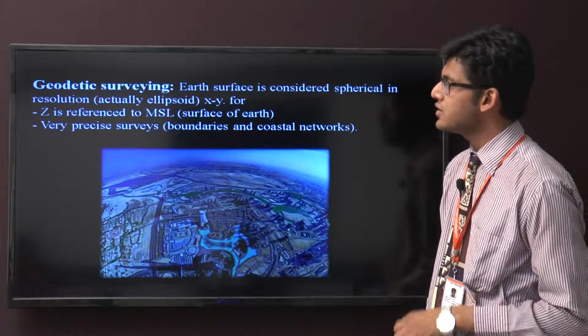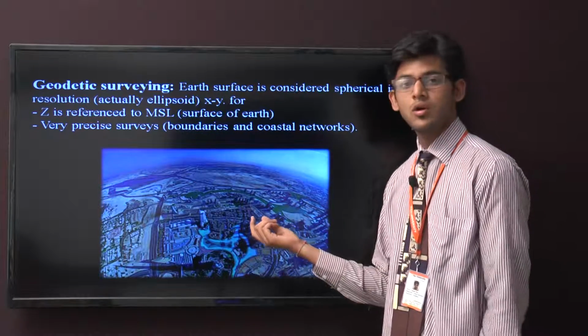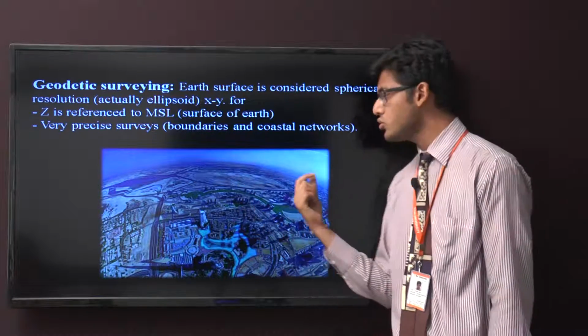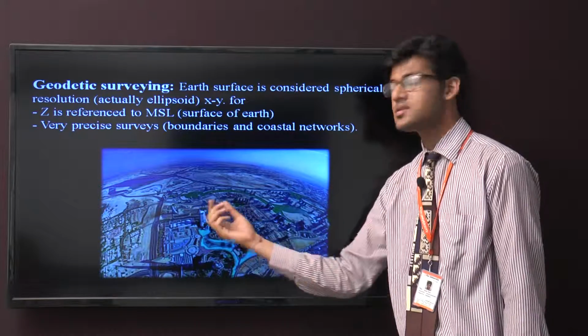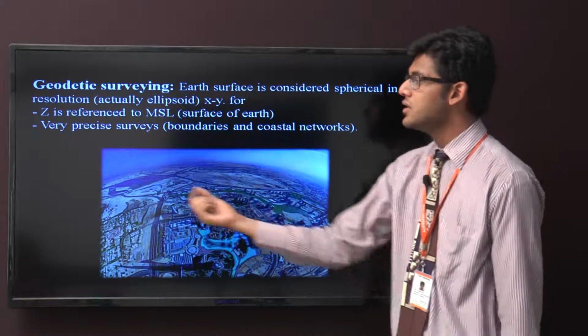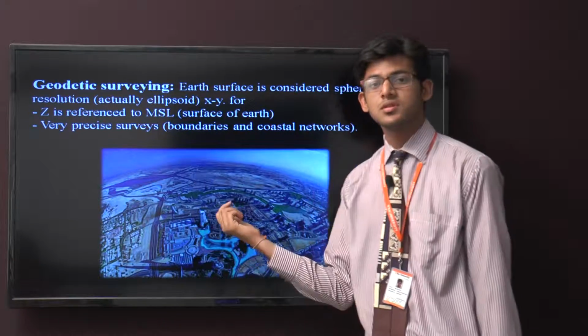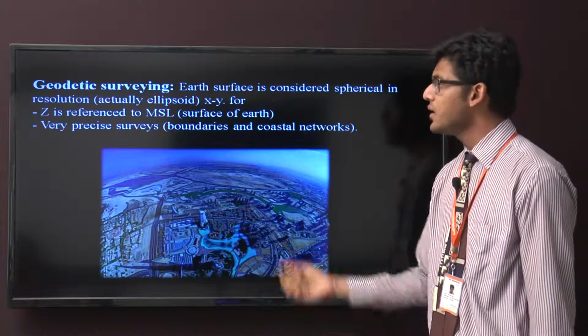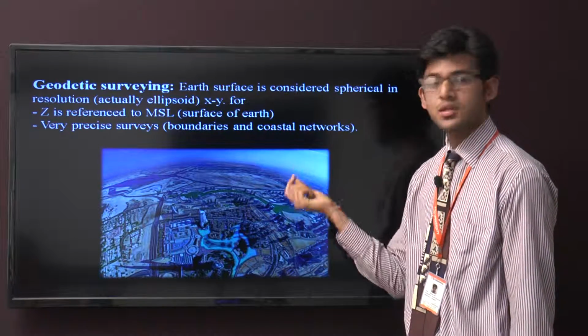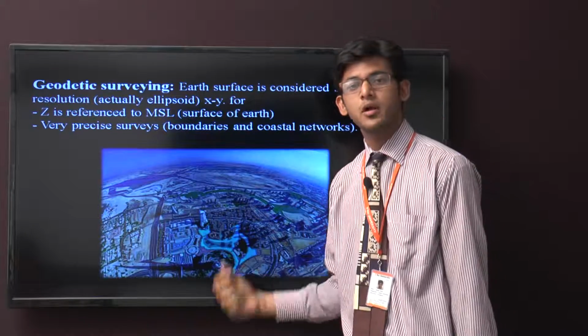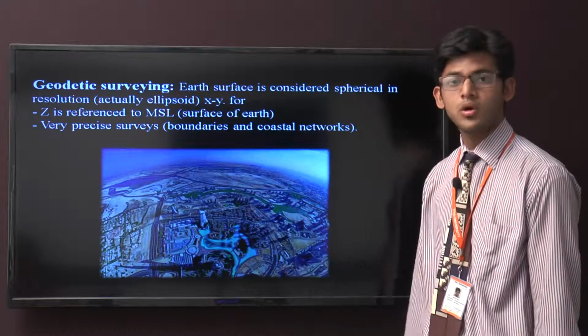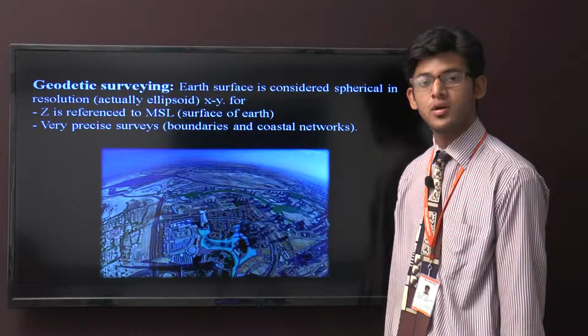Next is geodetic surveying. Geodetic surveying is considered also in the z direction. It is shown by the curvature of the plane. So the curvature of the plane occurs in the z direction on the reference. This is how geodetic surveying is done. The curvature of the earth is also taken into consideration in the surveying. These are the two main points. First is plane surveying, second is geodetic surveying.